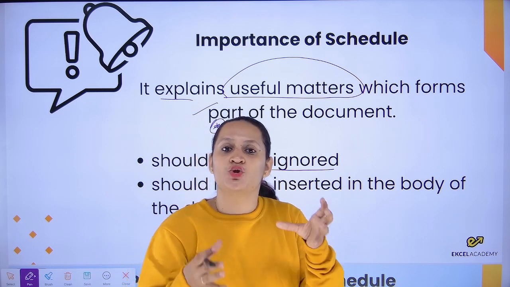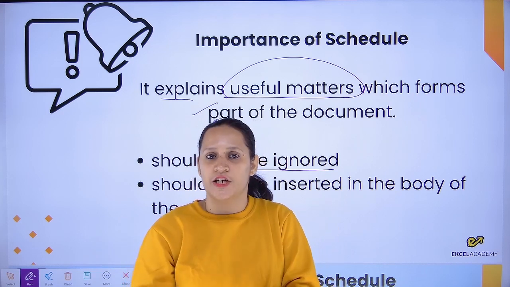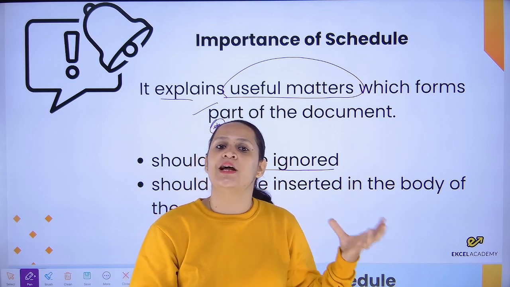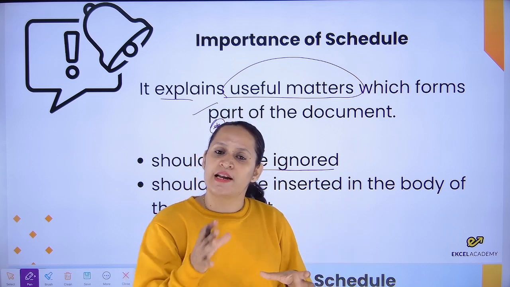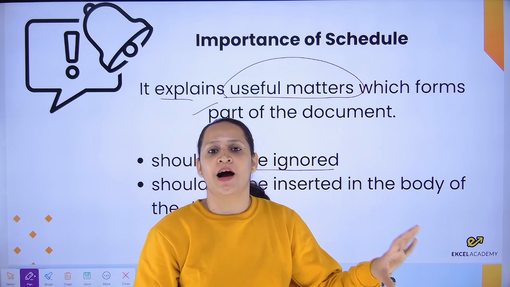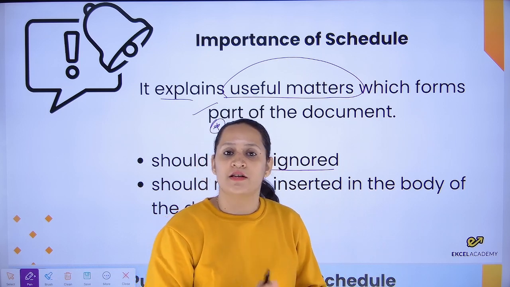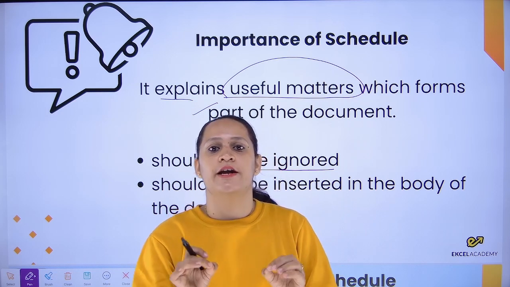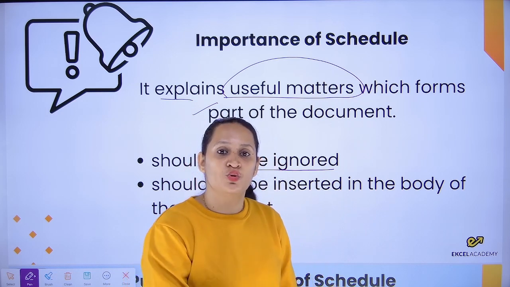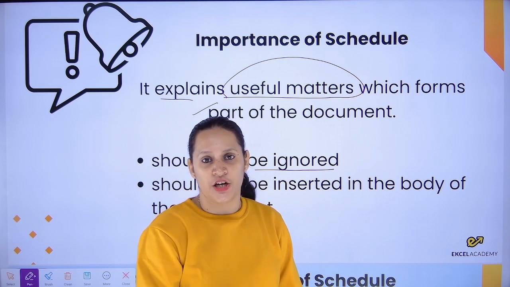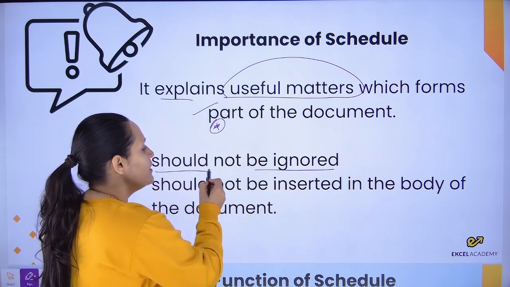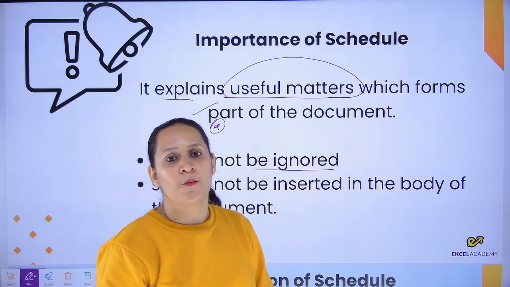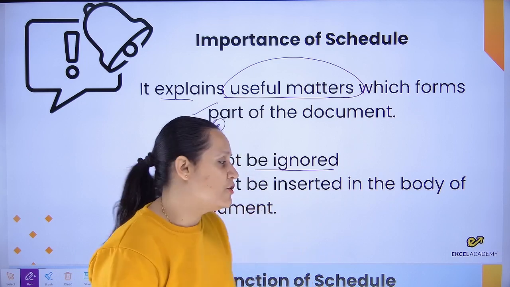So until and unless you read through the schedule, you will not know which government has what power. So you cannot say that I'm not going to read the schedule, I'll read the other remaining parts of the document and that is sufficient for me. To understand 100% the content of a document, you should read through even the annexures, even the schedules. So at no point in time should the schedules be ignored by the person who is reading a particular document.